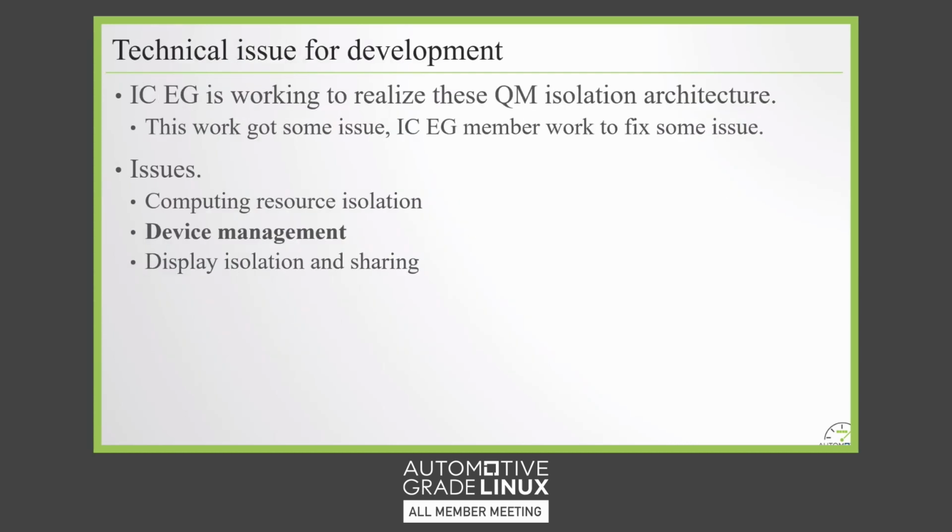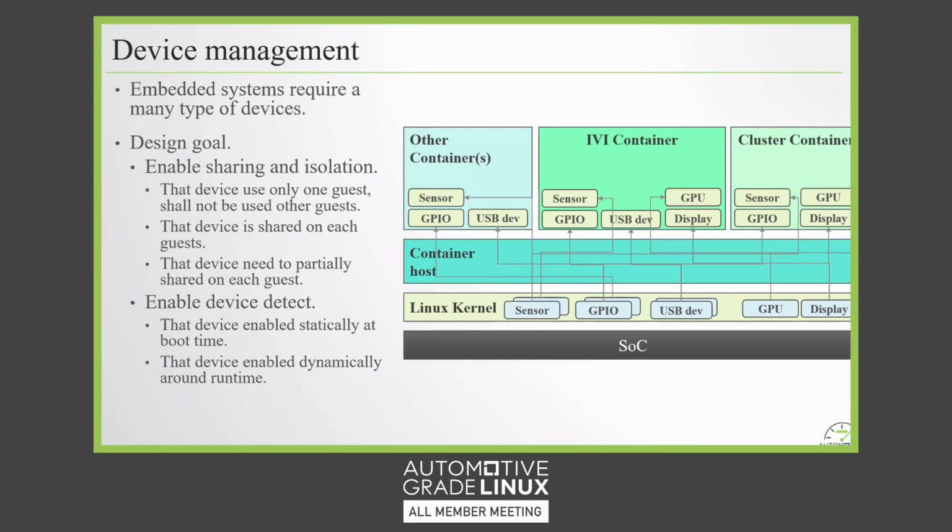Next is device management. An embedded system requires many types of devices. The defined design goal is to enable sharing and isolation. Some devices are used by only one guest and shall not be used by other guests. An example is GPIO. Some devices are shared by each guest. An example is the GPU. Some devices need to be partially shared among guests. An example is the display.